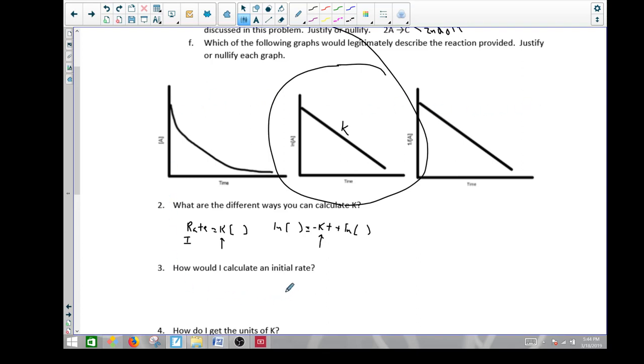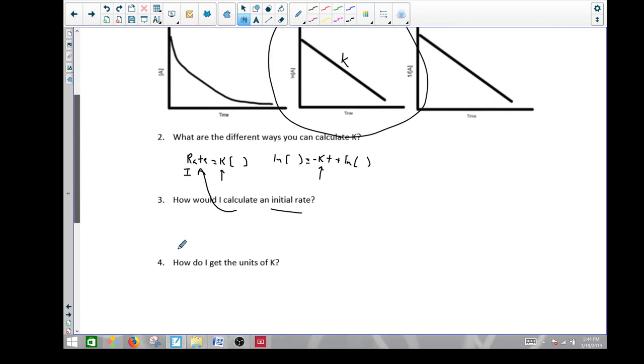How would I calculate initial rate? There's only one way to calculate initial rate, and it's right here, using the rate law. How do I get the units of K? Well, typically I would use the rate law, and I would solve for K. And you should be aware of how to solve that units-wise. So in this case, either way, if you still have a problem with this, just gotta come and see me. We'll sit down and do 2 or 3 of them, and you'll be an expert.